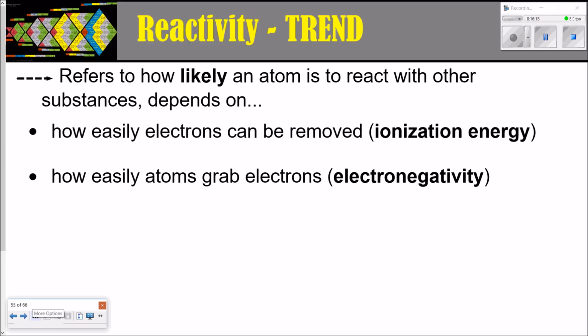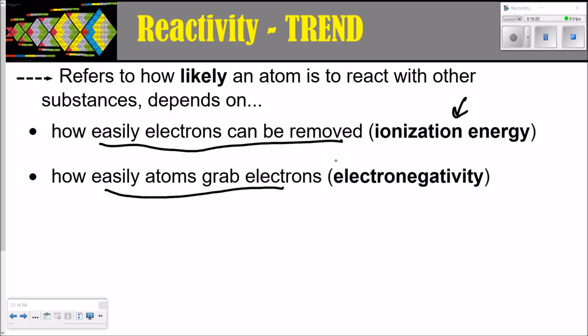Reactivity refers to how likely an atom is to react with other substances. This is going to be dependent on how easily electrons can be removed, which is ionization energy, or how easily atoms grab or pull electrons in a bond, and that's going to be electronegativity.